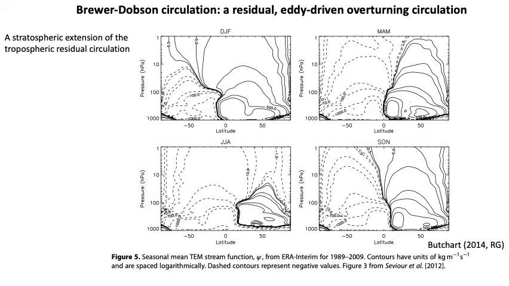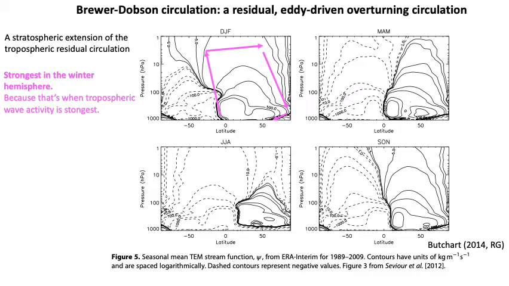So what's shown here, in the top left, is December, January, February, and then March, April, May, June, July, August, September, October, November. This is the seasonal mean transformed Eulerian mean stream function psi from the ERA-Interim. So this is giving you that residual overturning circulation. So you'll notice here, I've overlaid some pink arrows so you have a sense of what air is doing.